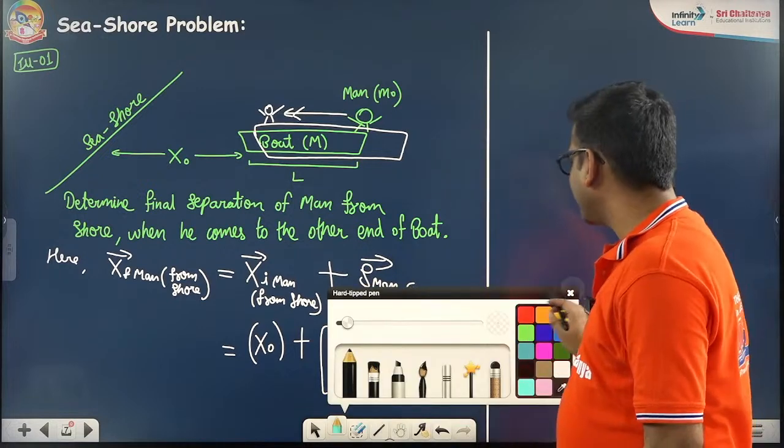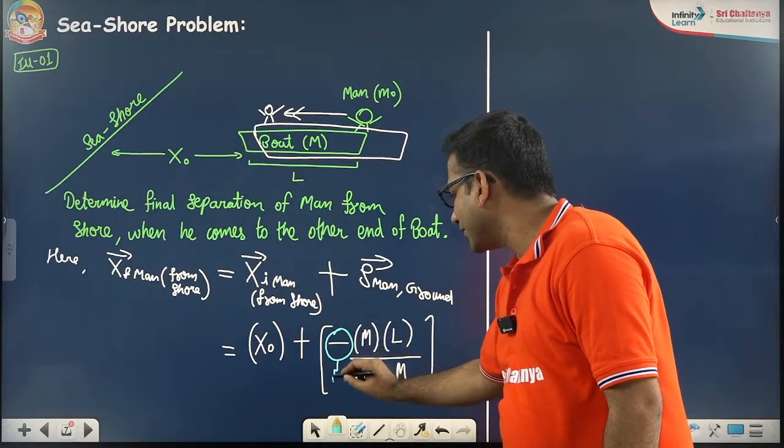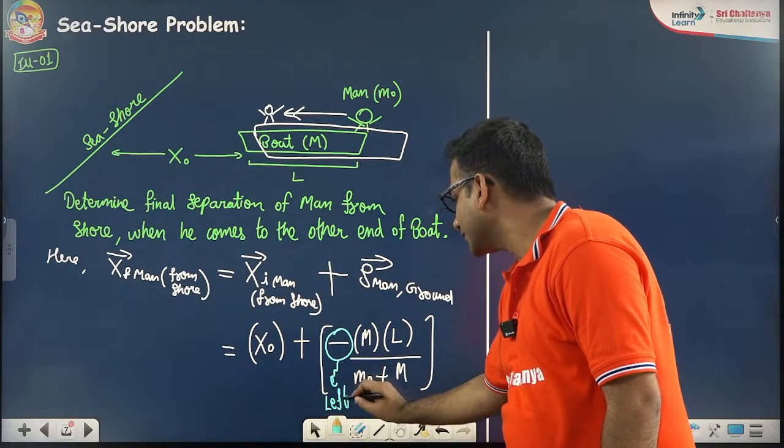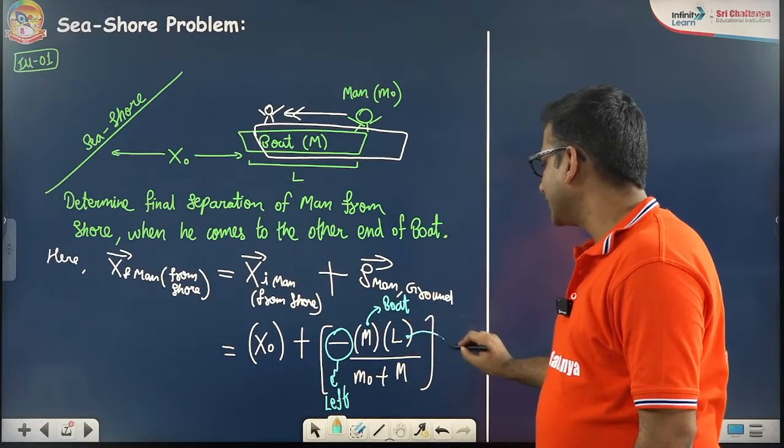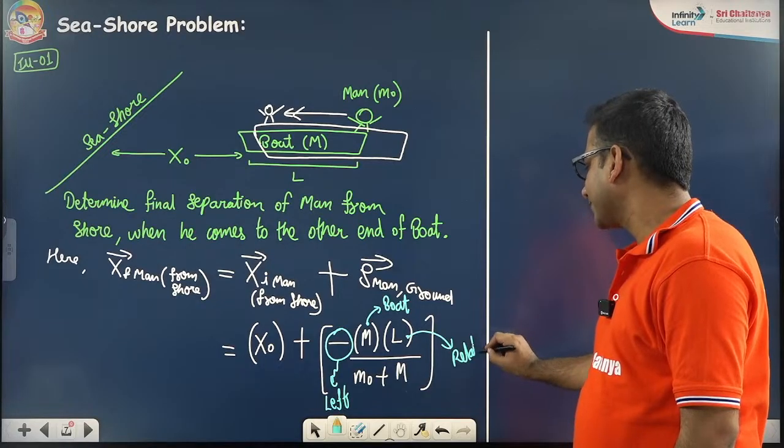I would like to emphasize these points. This is because of left. This is the mass of the boat. Always take the opposite mass. And this is the relative displacement.